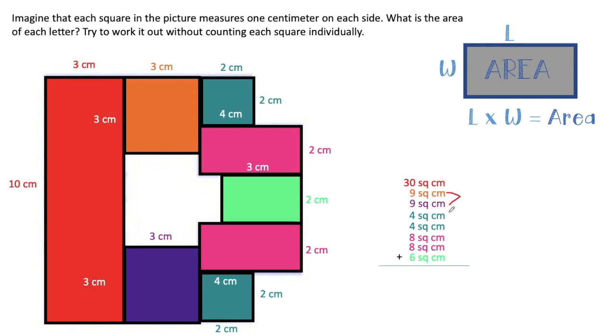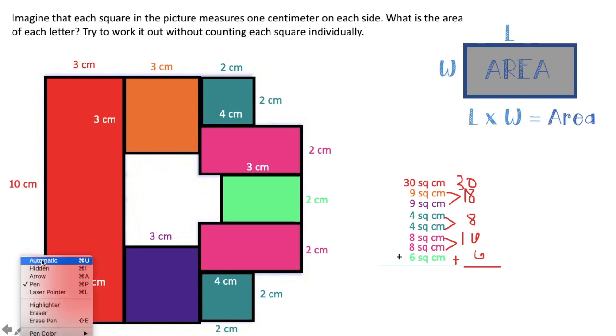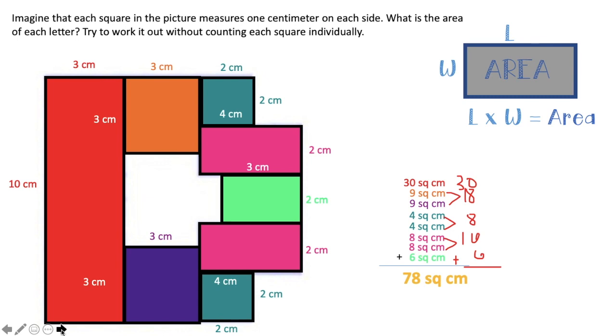9 and 9, 4 and 4, 8 and 8. What's 9 and 9? 18. Good job. What's 4 and 4? 8. Incredible. What's 8 and 8? 16. Great work. Plus 6 plus 30. If you wanted to simplify that even more with some facts that you already know, you could totally do that. I'm going to just show you the answer to this one. 78 square centimeters. Amazing.